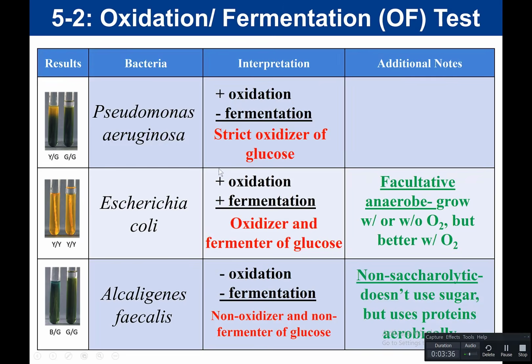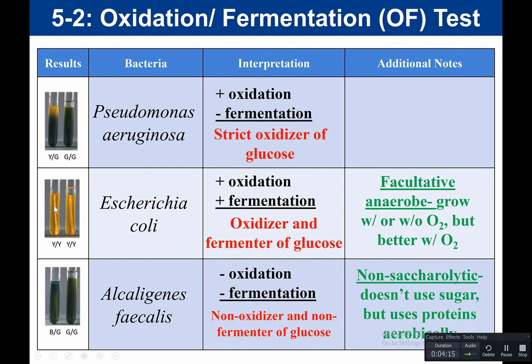You do not need to memorize which organism gave you which result. Again, the importance though is that you understand the readout. So if given tubes, you should be able to tell me what that tells you. So for example, in this one, yellow on the top, green on the bottom, and green throughout on the one with mineral oil tells me that it is positive for oxidation, negative for fermentation. And so you should know this term, which is that if you see an organism like this, it would be a strict oxidizer of glucose.